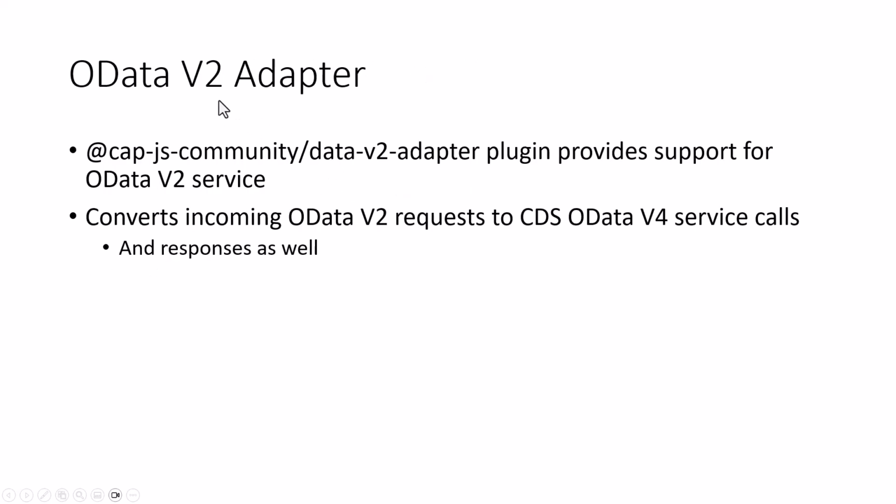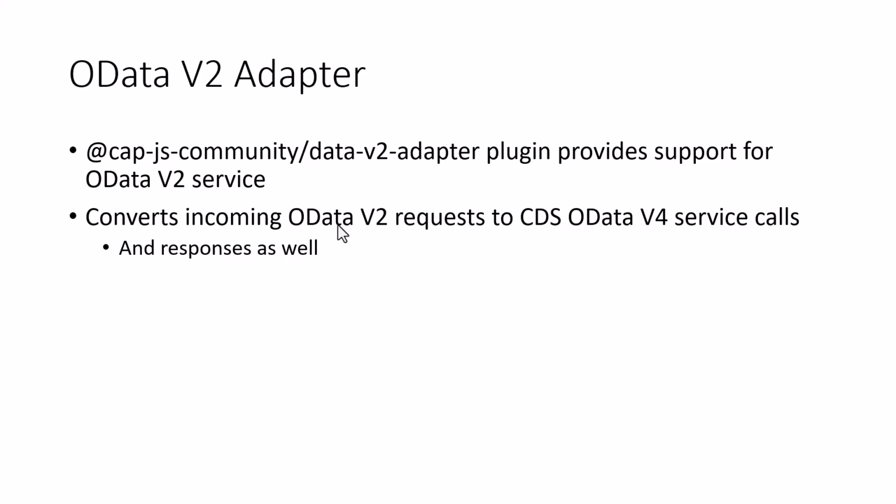So the OData V2 adapter, this is probably the most commonly used CAP plugin. You know that the CAP framework supports the OData V4 protocol version. Now, if you do want support for OData V2 for any number of reasons, then we have this plugin, and what it does is whenever you send a request which is OData v2 in nature, it intercepts that request and then modifies that request to an OData v4 request and sends it to the CAP framework.